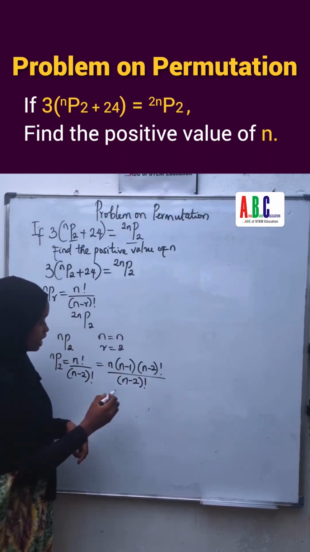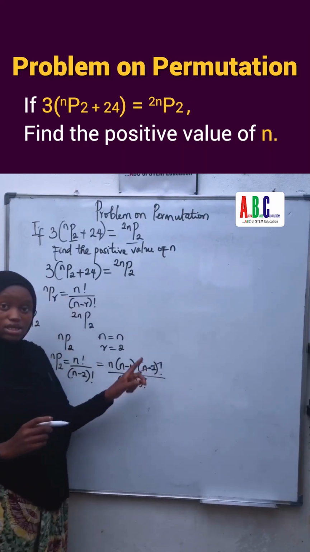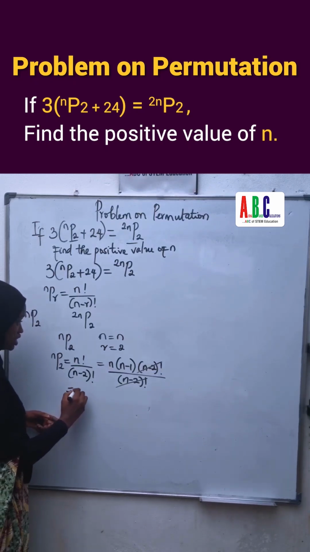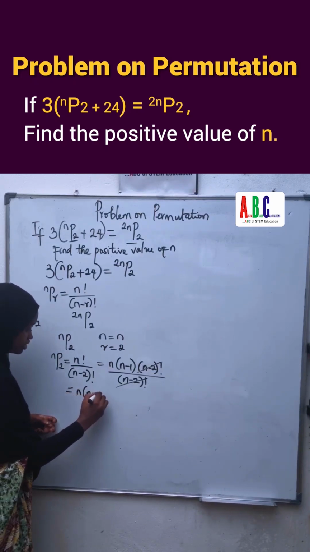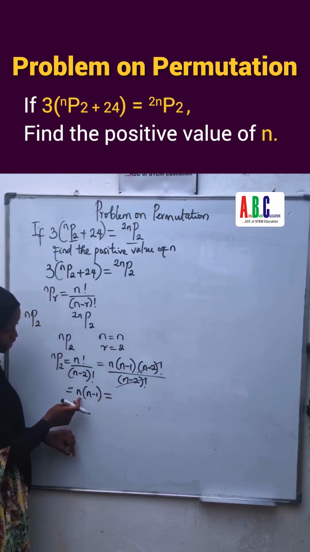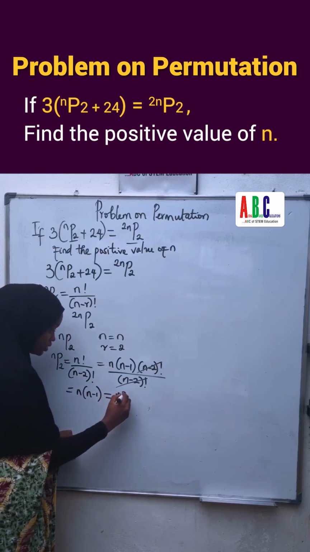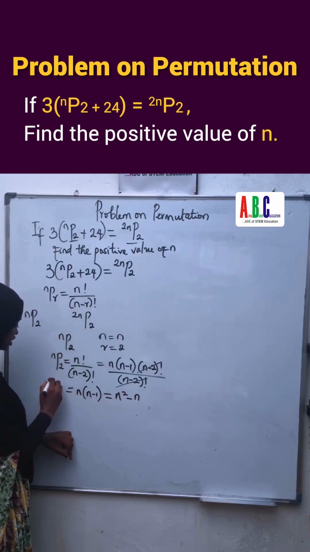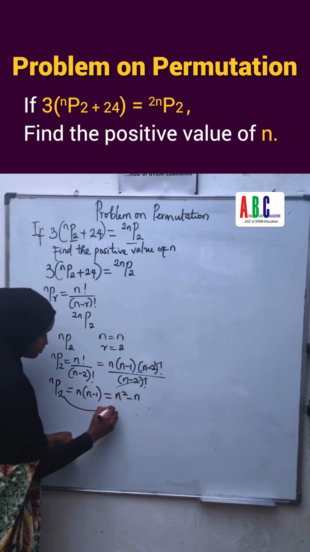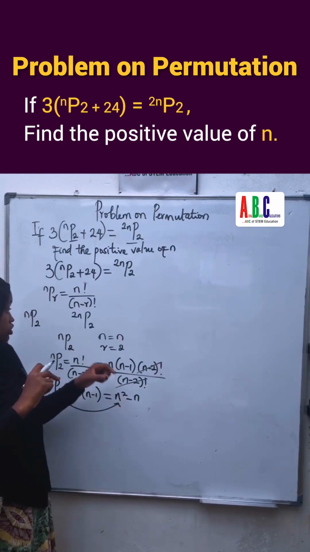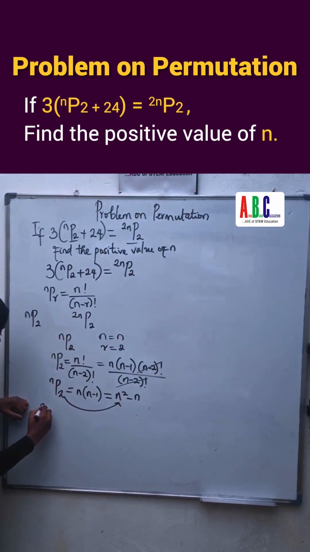Looking at this, (n minus 2) factorial cancels out the (n minus 2) factorial at the numerator. So what we are left with is n(n minus 1). Expanding this becomes n multiplied by n is n squared, minus n multiplied by 1 is n. So n permutation 2 has been simplified to become n squared minus n. So we'll move on to the other one, which is 2n permutation 2.